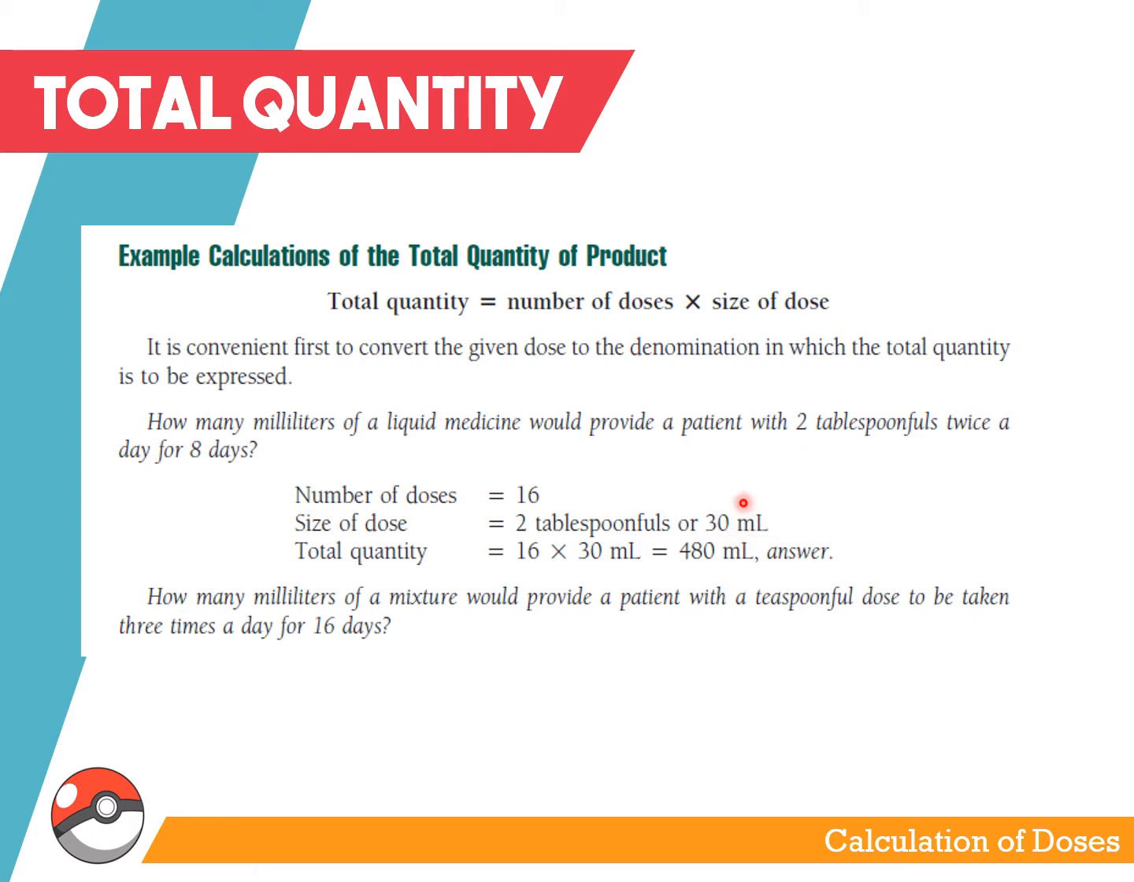And next, to find the total quantity, we simply multiply the number of doses by the size of the dose. So 16 times 30 is equal to 480 milliliters. Okay.